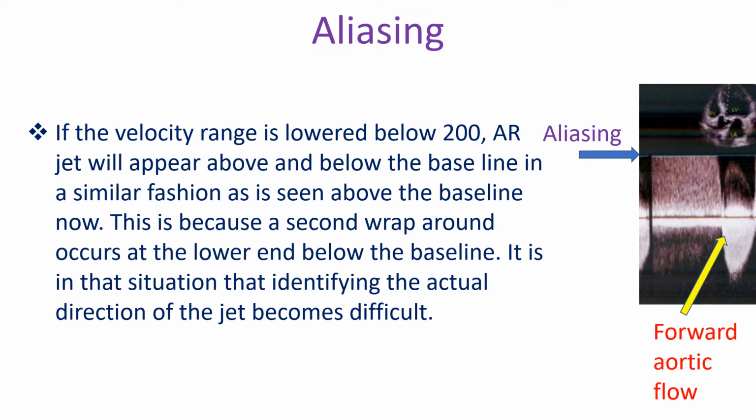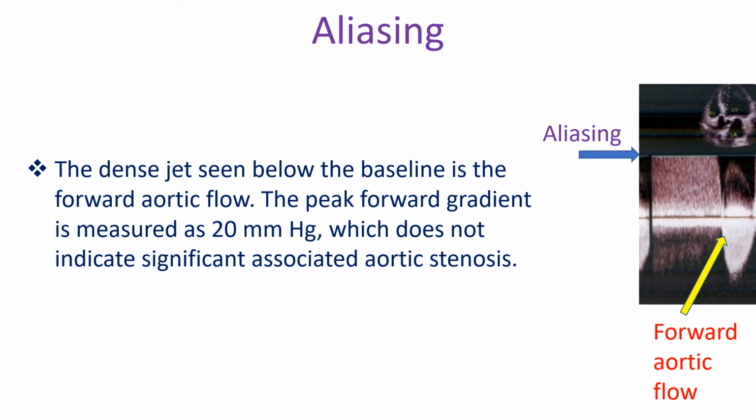If the velocity range is lowered below 200, AR jet will appear above and below the baseline in a similar fashion as is seen above the baseline now. This is because a second wraparound occurs at the lower end below the baseline. It is in that situation that identifying the actual direction of the jet becomes difficult. The dense jet seen below the baseline is the forward aortic flow. The peak forward gradient is measured as 20 mm of mercury, which does not indicate significant associated aortic stenosis.